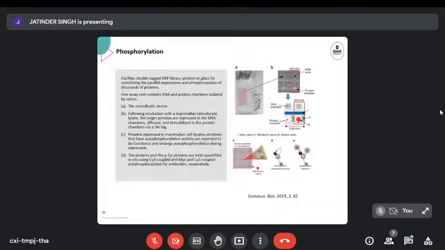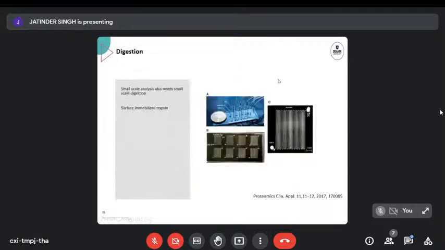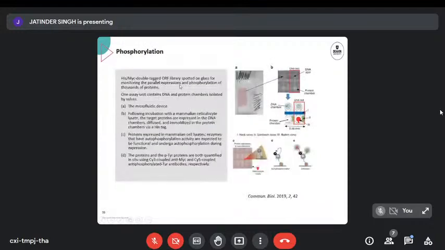So a library of different affinity agents is spotted on a glass slide for monitoring the expression and phosphorylation profiles of different proteins. This is not a large pink sheet. This is actually all individual chambers where this library has been spotted. So there are DNA and protein chambers that can be opened up or closed down using hydrophobic valves.